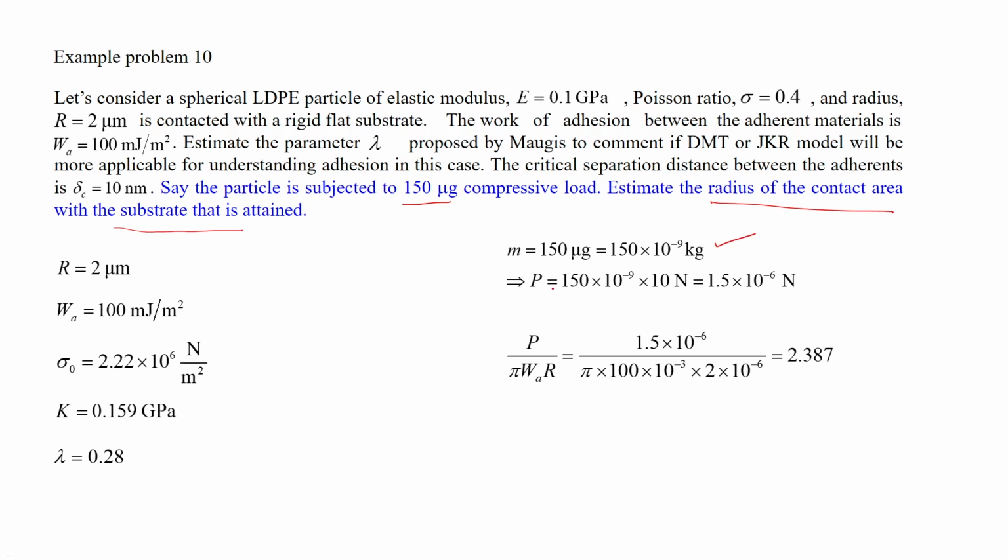And then the P load will be equal to the mass multiplied by g, that is the acceleration due to gravity. I have taken 10, and that is about 1.5 times 10 to the power minus 6 Newton. Now, we need to get this non-dimensional quantity. So, the non-dimensional quantity comes out to be P by pi w a into R, that is easy to get, and if you find it, it will come out to be 2.387. So, this is the dimensionless load that we estimate from this calculation.